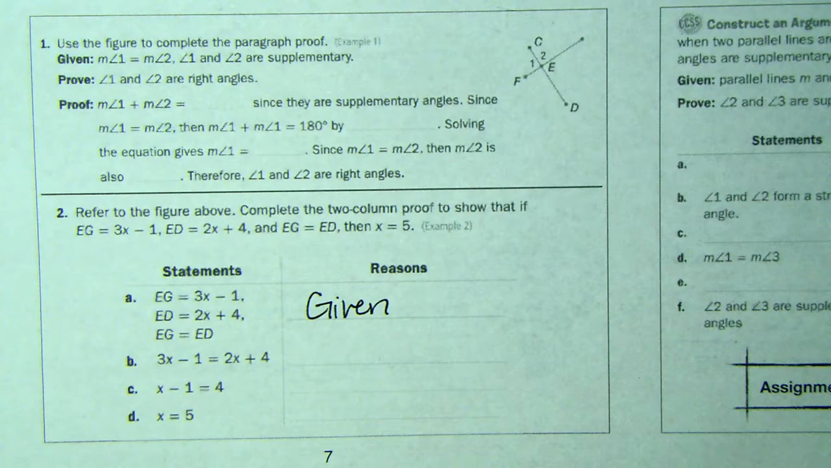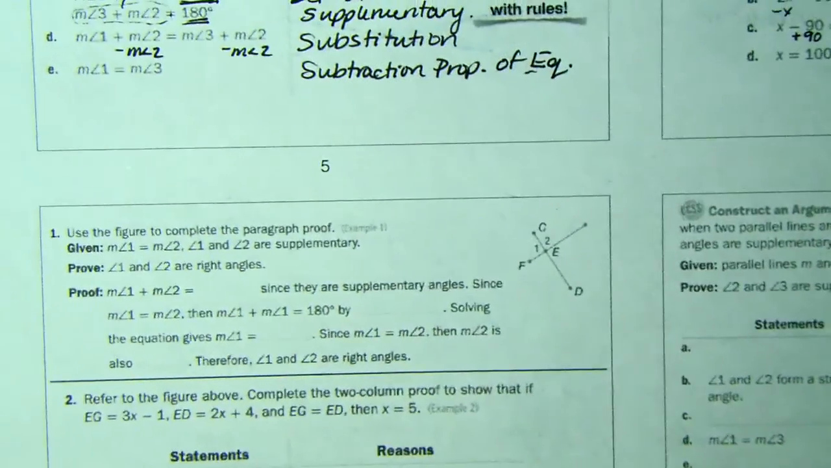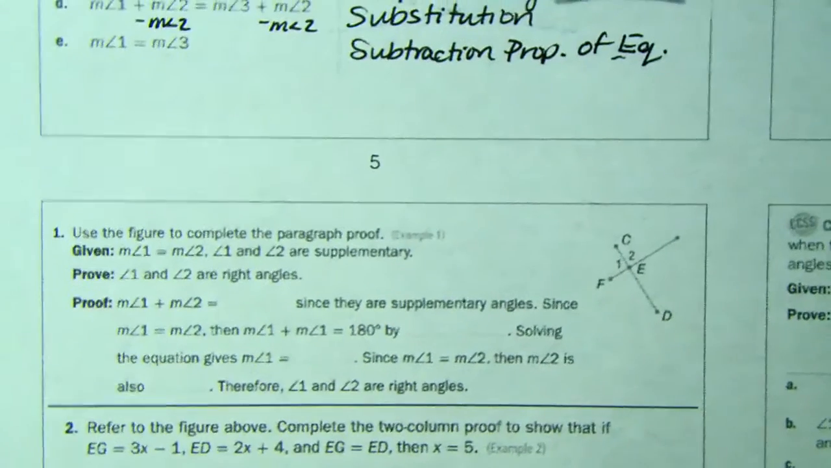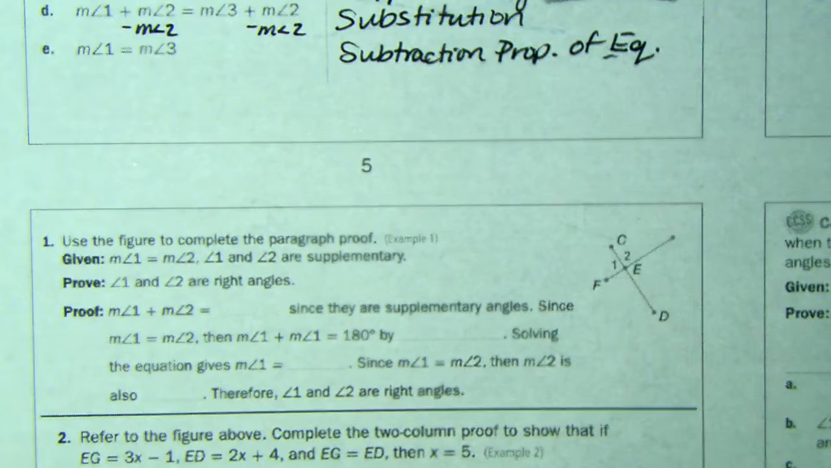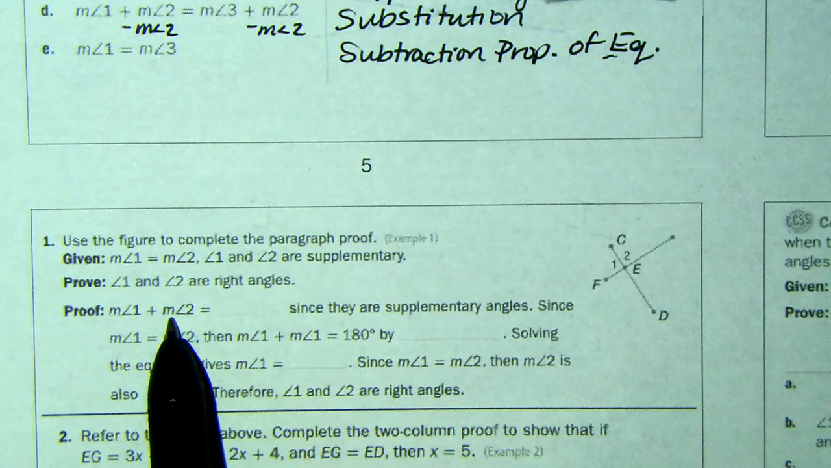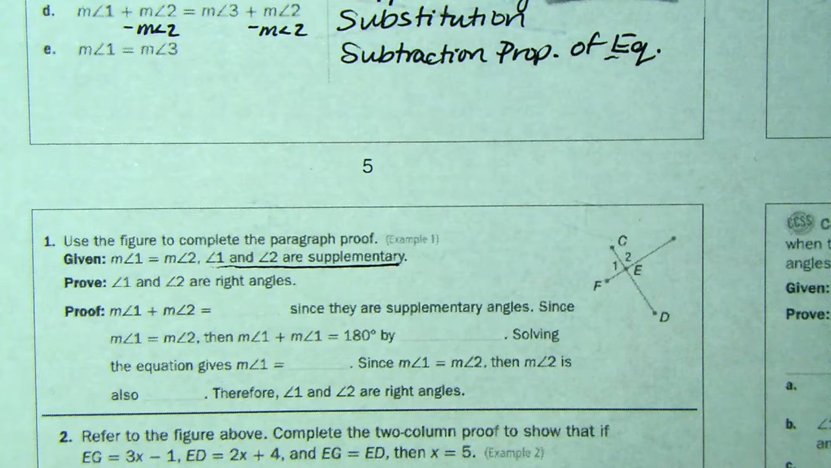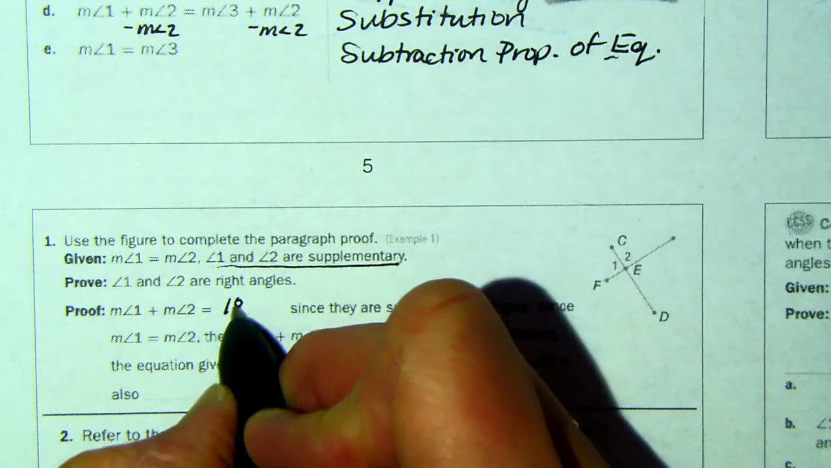They told us angle 1 and angle 2, oh gosh, I'm sorry. There are two proofs on here. This is a paragraph proof. My bad, guys. So measure of angle 1 plus the measure of angle 2 equals what? Equal what, Olivia? So measure of 1 plus the measure of 2 better equal what? What does that mean if they're supplementary? It means they equal 180.